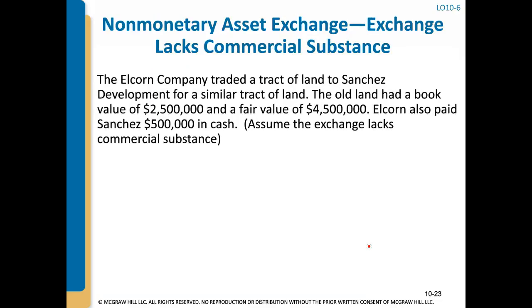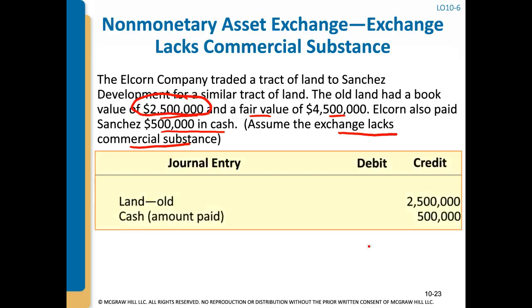So let's look at this example. The Elkhorn Company traded a tract of land to Sanchez Development for a similar tract of land. The old land had a book value of $2.5 million and a fair value of $4.5 million. Elkhorn also paid Sanchez $500,000 in cash, and we have to assume that the exchange lacks commercial substance. So if it lacks commercial substance, that means that the book value of the asset given up is going to be used for the new land.